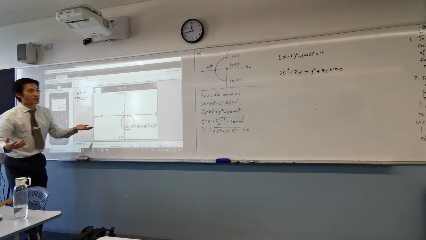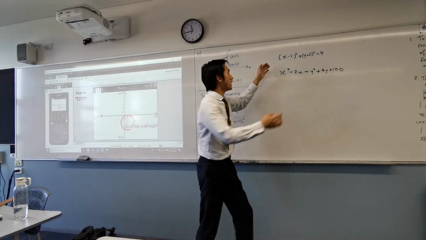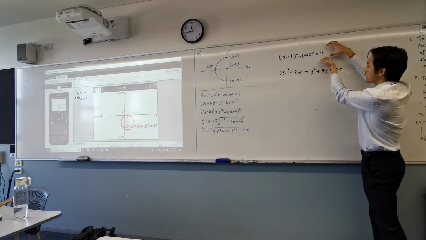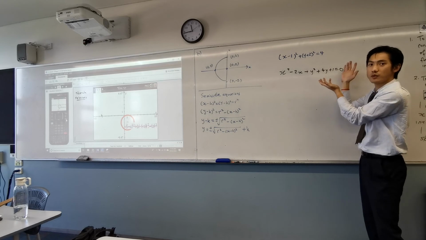Okay, and the reason why it's the same circle is because they're the same equation. This one is where you've taken the second line and you've completed the square, and the second one is where you've taken the first line and you've expanded it. So it should be the same.